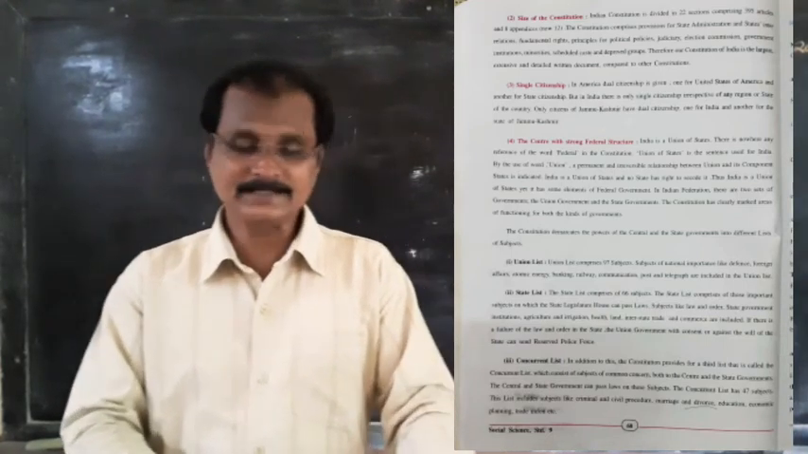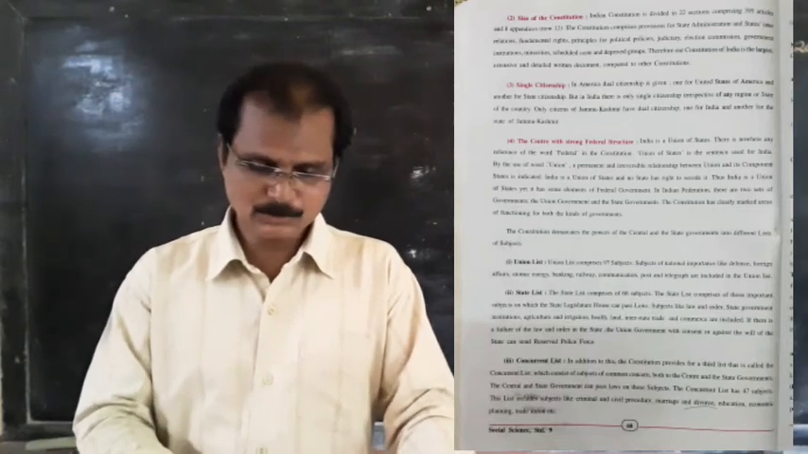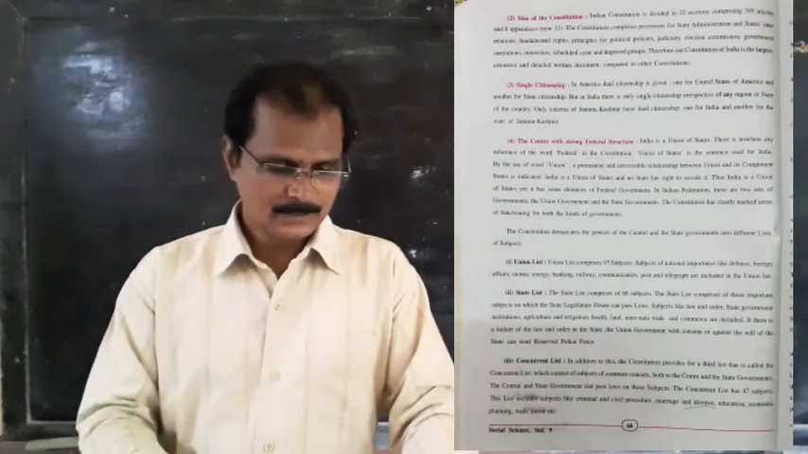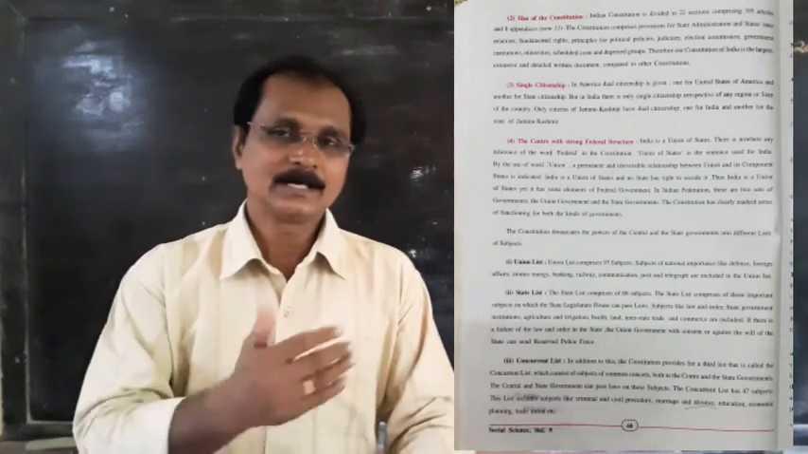So that is the union list. The union list comprises 97 subjects. The subjects of national importance like defense, foreign affairs, atomic energy, banking, railways, communication, post, telegraph are included in the central government system, that is the union list. And the state government list, this is very important, it's a very short answer question, union list and state list.